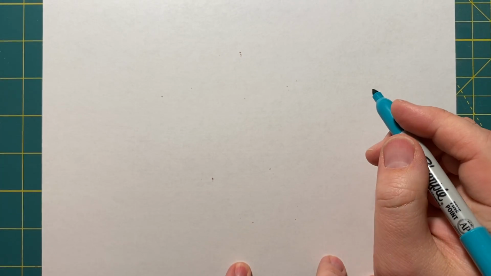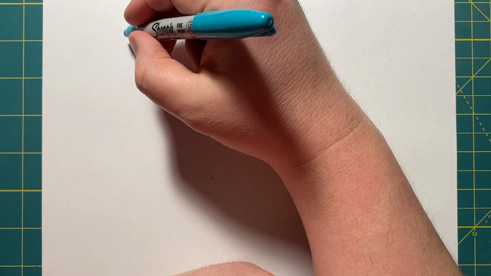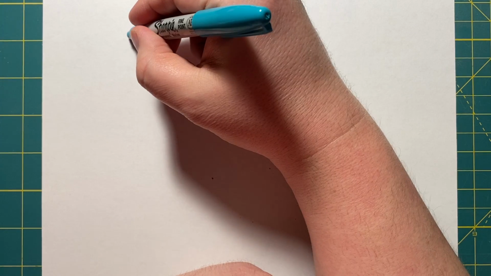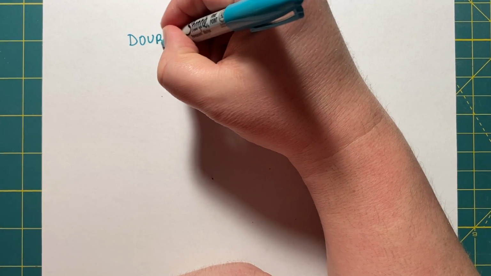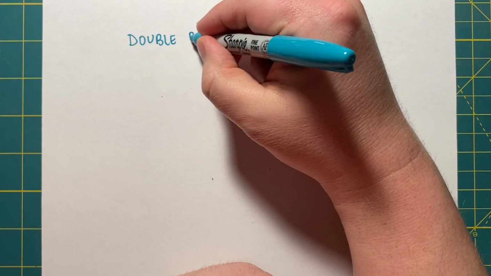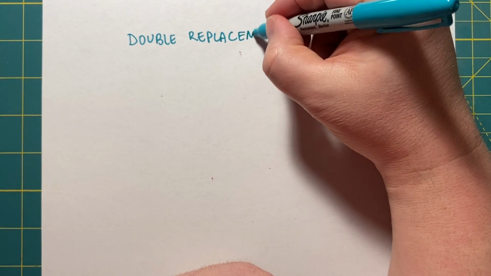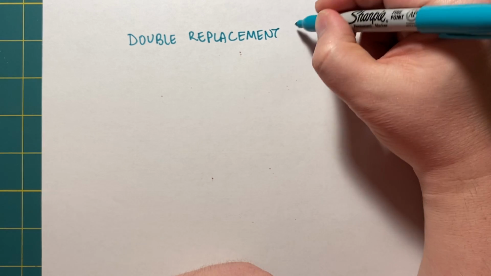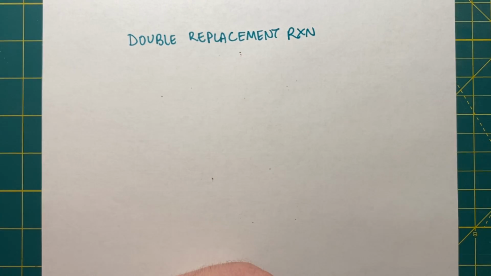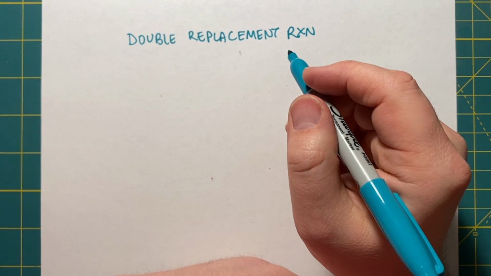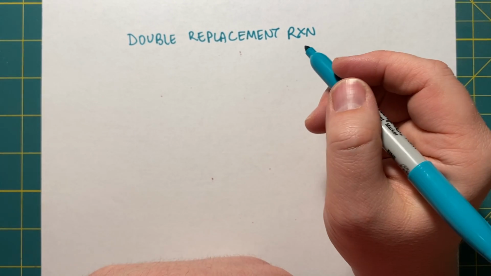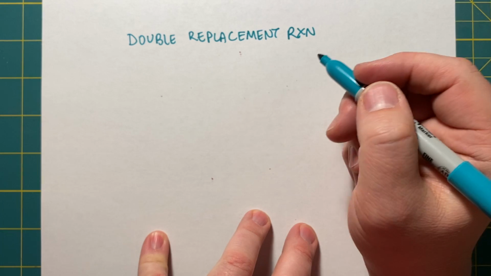In this video, I'd like to go over one more of our types of chemical reactions. In this one, I'd like to talk about the double replacement reaction. Sometimes this is called the double displacement, it just depends on your textbook. Most of the more modern ones I've seen have called it double replacement.